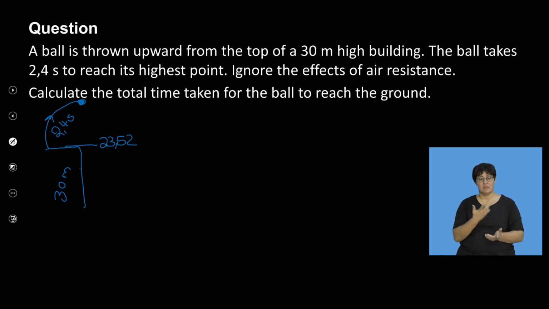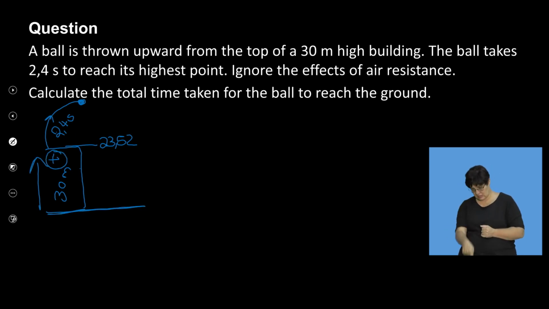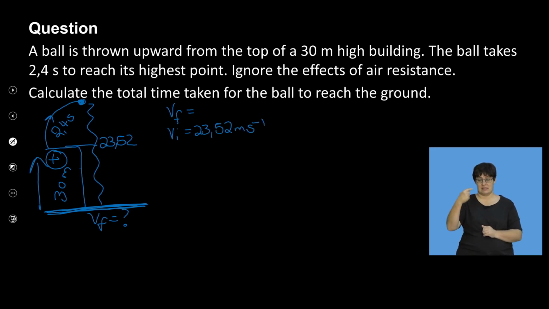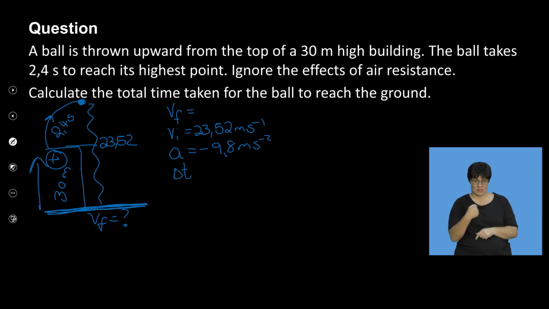It's about your convention. So up was positive, and they want to know what's the time when it gets here on the ground. I don't know what that final velocity is. I also don't know what this full distance is. But what do I know? So if we look at this, we've got VF, we don't know it. VI is 23.52 meters per second, and it's up. A is minus 9.8. Delta T is what I'm looking for.